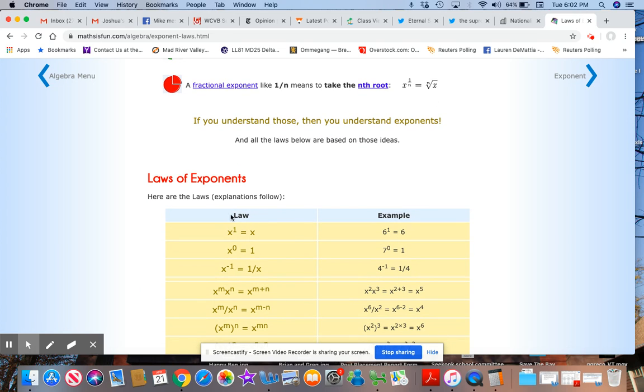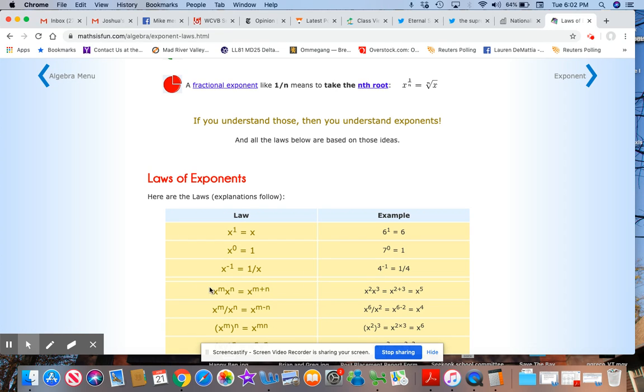X to the first is that number. So 10 to the first is 10, 6 to the first is 6. X to the 0 power is 1. No matter what that number is, 7 to the 0 power is 1, 38 to the 0 power is 1, 1 million to the 0 power is 1. Anything to the 0 power is 1. Anything to the negative first power is 1 over that number. So 4 to the negative first is 1 over 4. 20 to the negative first is 1 over 20.